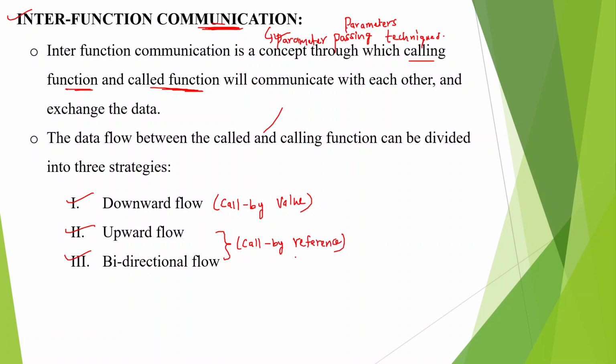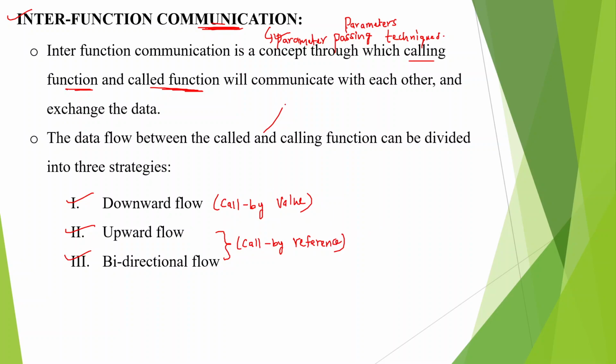Just take down these important points. Our interfunction communication will also be called parameter passing techniques. Parameter passing techniques are of two types: call by value and call by reference. In interfunction communication we have three different types: downward flow, upward flow, bidirectional flow. So hopefully you understood the data flow between your calling and called function can be divided into three strategies: downward flow, also known as call by value, upward flow, also known as call by reference, and bidirectional flow, also known as call by reference only.